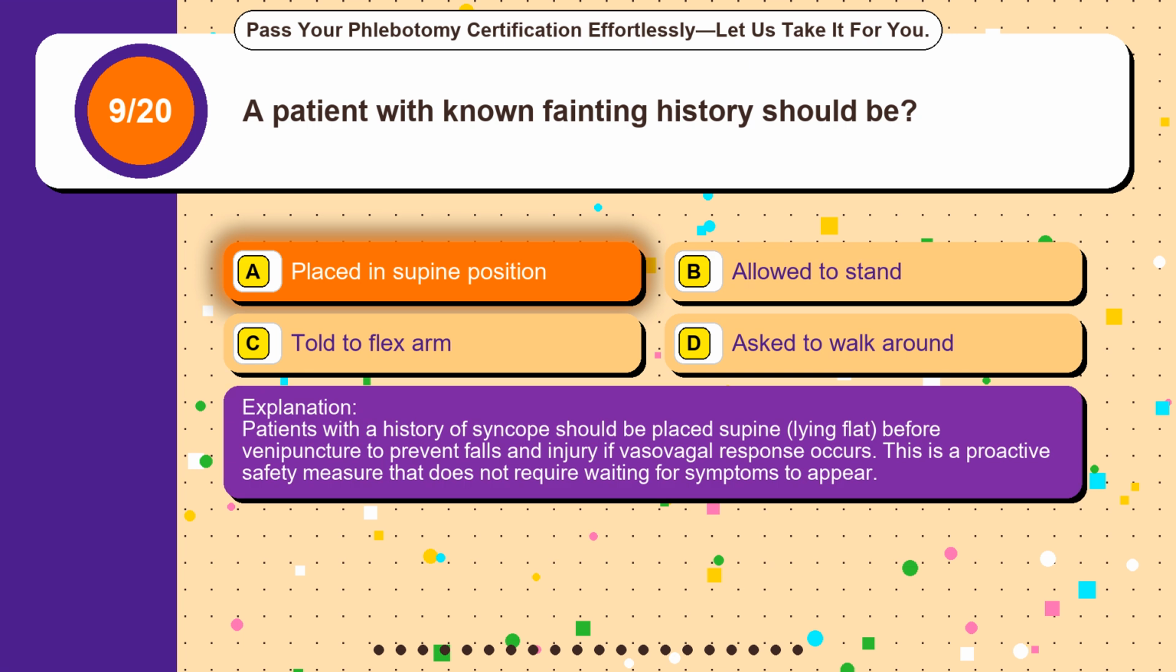Patients with a history of syncope should be placed supine, lying flat, before venipuncture to prevent falls and injury if vasovagal response occurs. This is a proactive safety measure that does not require waiting for symptoms to appear.